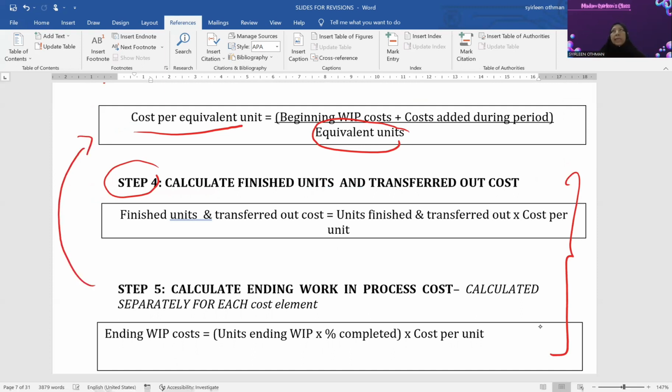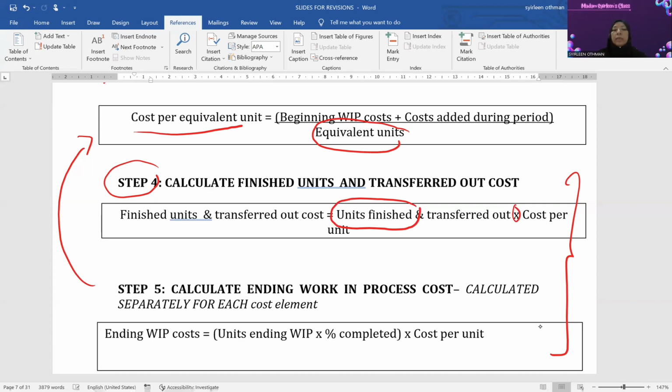Okay, so you already get the cost per unit for direct materials, for conversion cost. So untuk transferred in, that means it's a combination between direct materials and conversion cost. So jadi dalam mengira the transferred out cost or the completed or the finished units cost, okay, kita akan ambil the finished units yang ini dikira di step 1 tadi, okay, unit yang telah siap. Okay, you akan darab dengan cost per unit. Cost per unit tadi yang kita dapat di step 3. So you dah dapat direct material, kita akan campur dengan conversion cost. Jumlah tu tadi kita akan darab dengan finished units. So you will get the finish and transfer out cost.